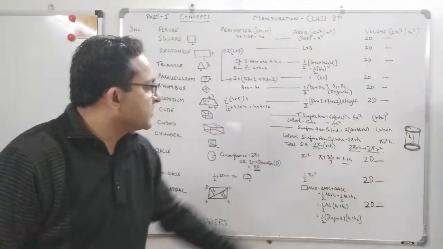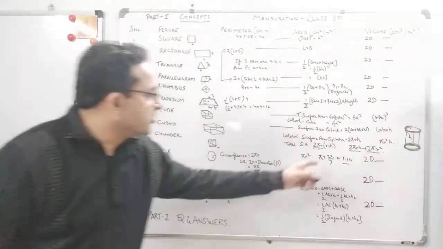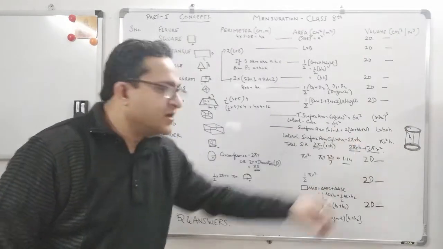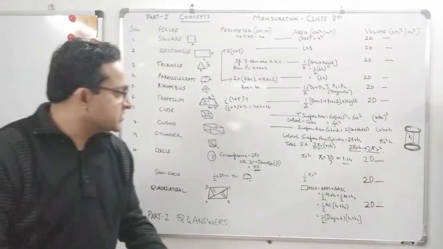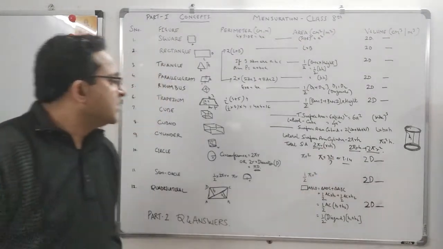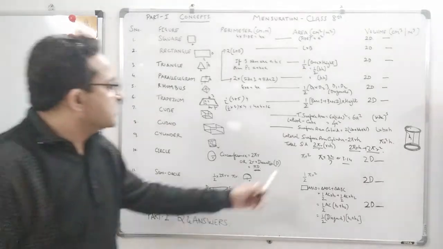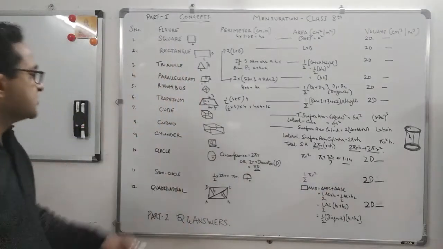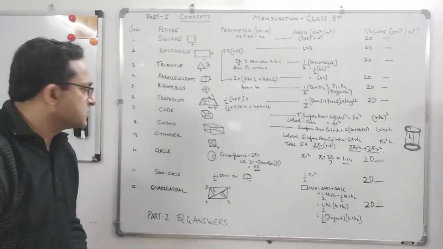If there is a 49 in the radius, then you always use 22 by 7, because 49 and 7 will cut. So you have to apply your common sense. Students of class 8, this is how pi has to be taken. So this is for the circle. Volume is not there because it's 2D.